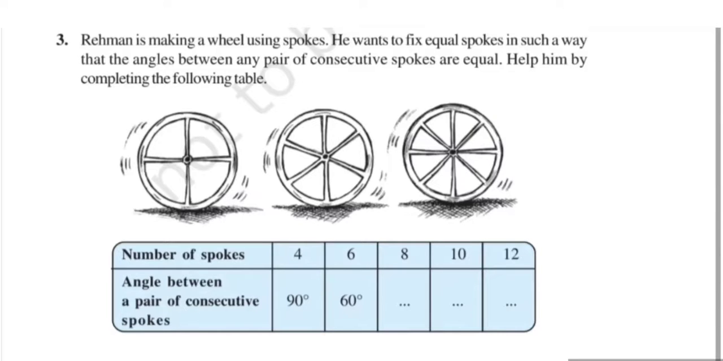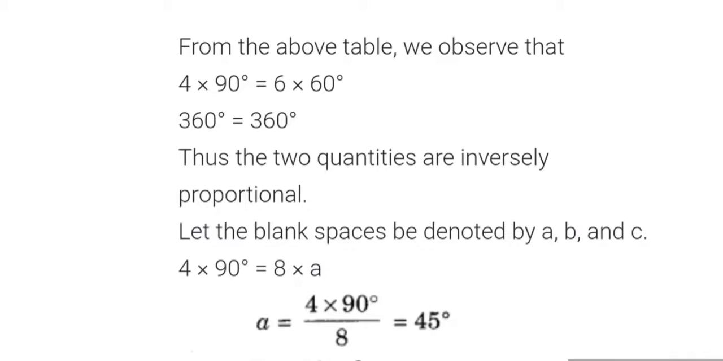So suppose the rest are A, B and C. First we will check whether the first two are in inverse proportion or not. So same as the previous question, we will multiply 4 into 90 degree is equal to 6 into 60 degree. So both answers are coming 360 degree. Okay, that's why the two quantities are in inverse proportion.